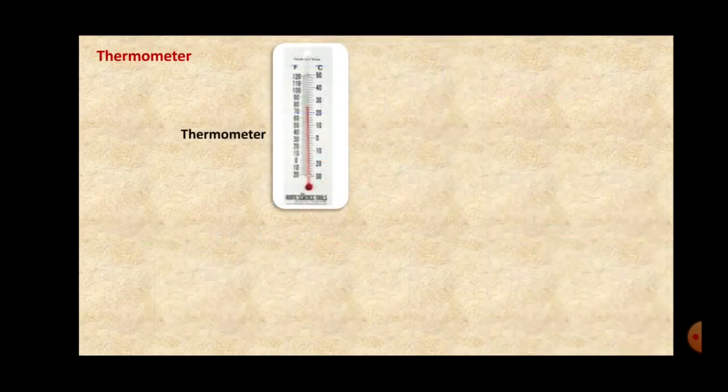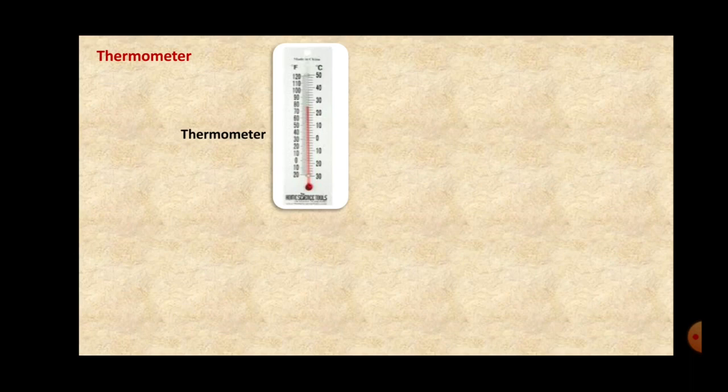The next we are going to study about the thermometer. Thermometer, every one of you might have seen, might have used in our day-to-day life. If someone gets the fever, we generally use a thermometer to measure the temperature. There are different types of thermometer. We'll study about the first type of thermometer.